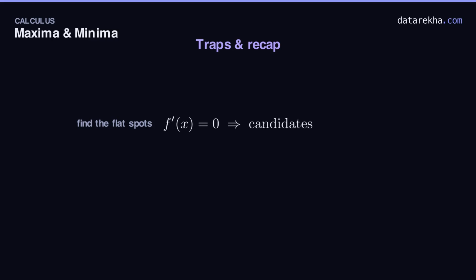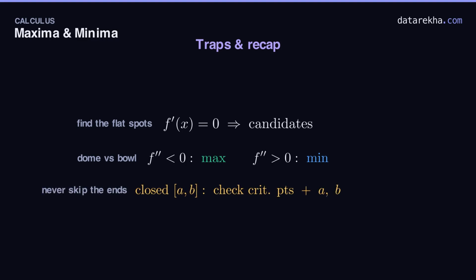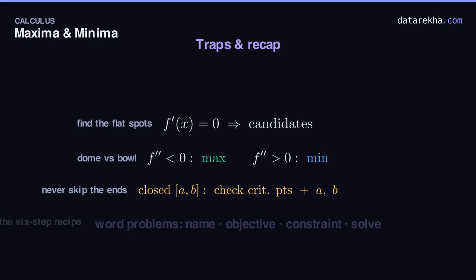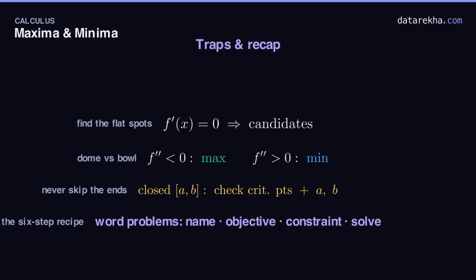Maxima and minima always begin at the flat spots, where f prime is 0, your candidates. Classify them by curvature. F double prime negative is a dome, a maximum. Positive is a bowl, a minimum. On a closed interval, check the critical points and both endpoints. Then compare the values. The largest wins, the smallest wins. And for any word problem, run the recipe. Name the variable, write the objective, use the constraint to reach one variable, then differentiate and solve. Master that, and optimization becomes something you simply do.